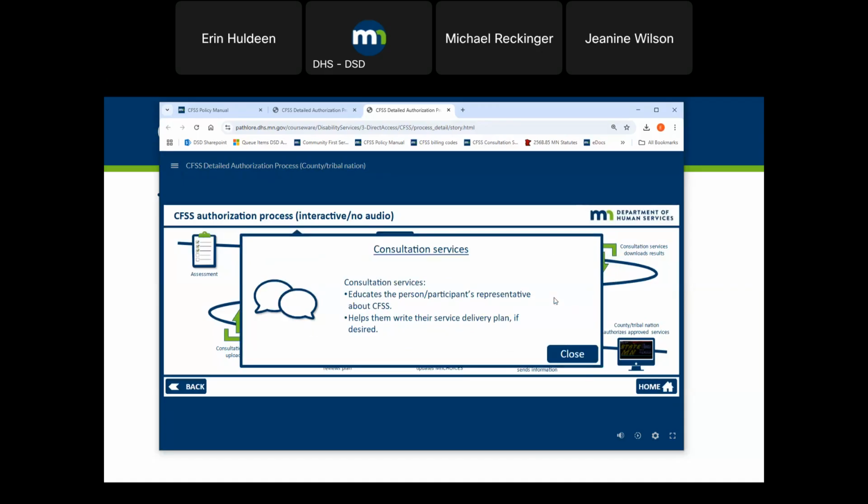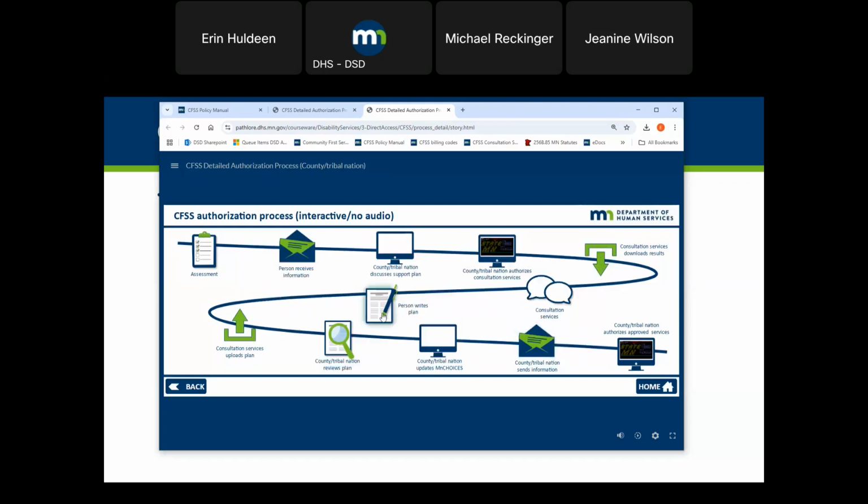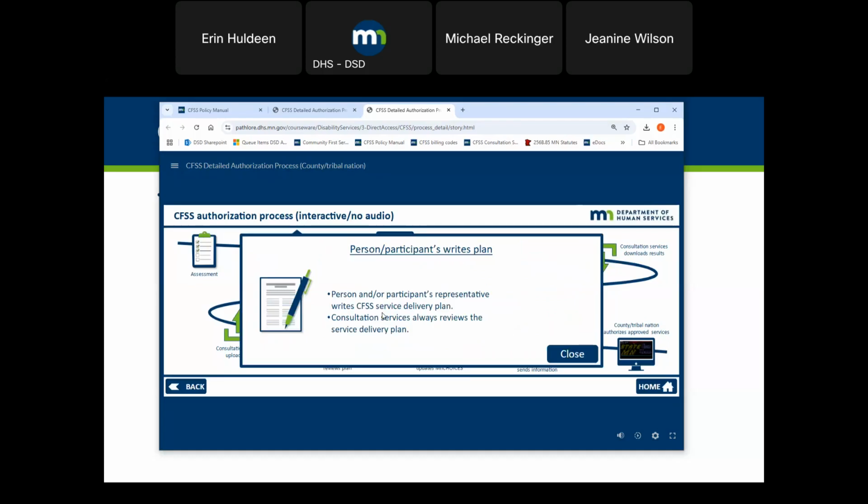Next, the consultation services provider is going to meet with the individual, and they're going to educate the person or their representative about CFSS and assist them in writing their service delivery plan if they choose to do so. And then the person is going to work on developing their service delivery plan.